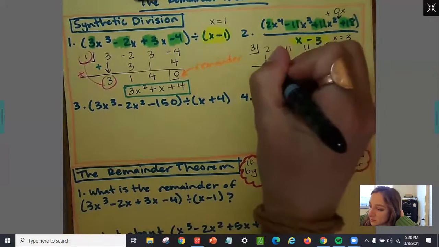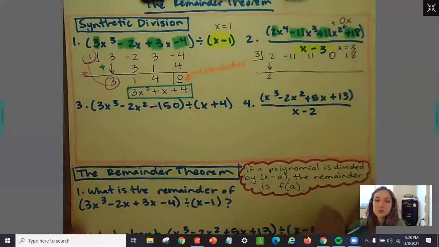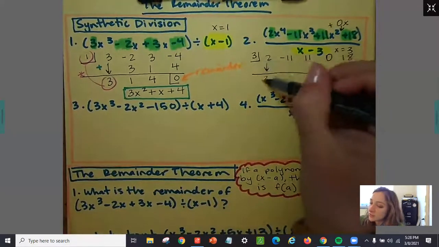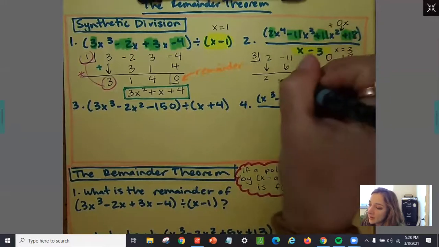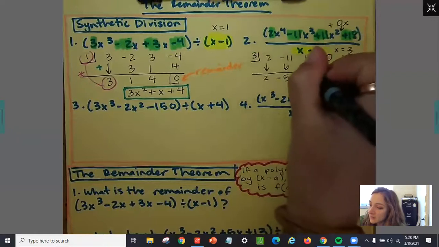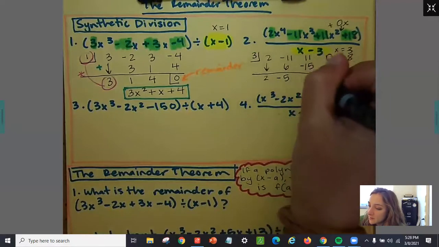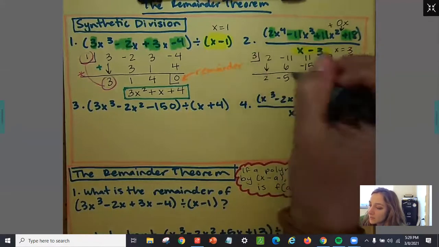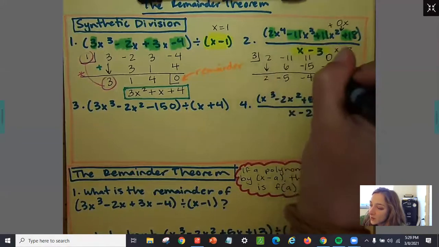All right, so we're going to bring down the first one. So I'm going to bring down the 2. Then I'm going to multiply. So 2 times 3 is 6. Then we're going to add. We're going to get negative 5. 3 times negative 5 is negative 15. Negative 15 plus 11 is negative 4. 3 times negative 4 is negative 12. Then adding, we're going to get negative 12.